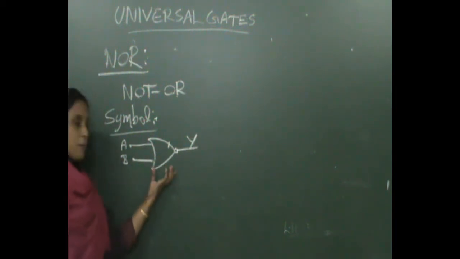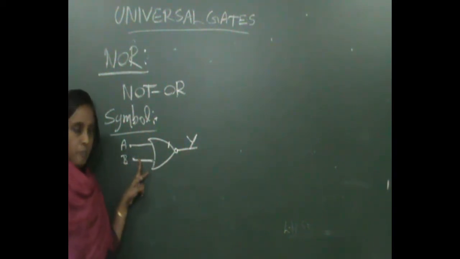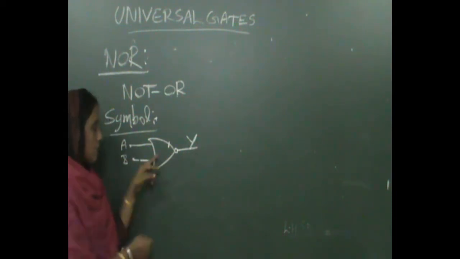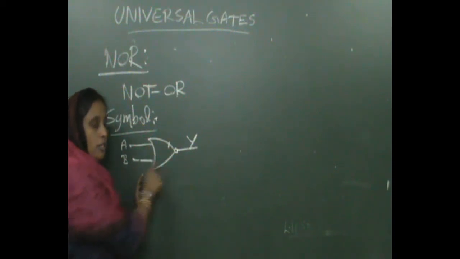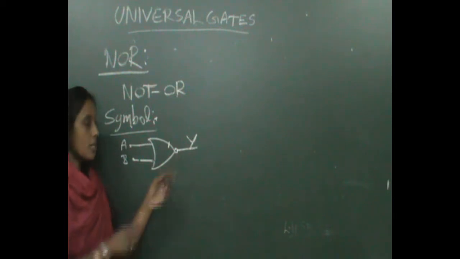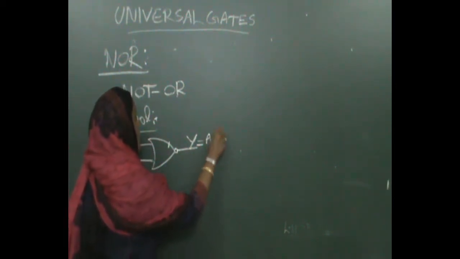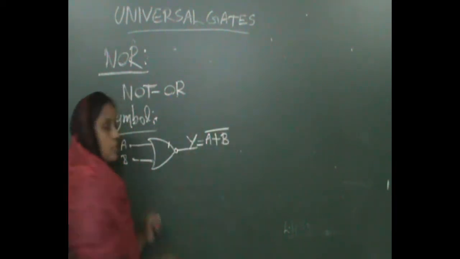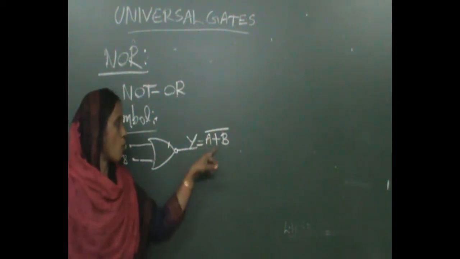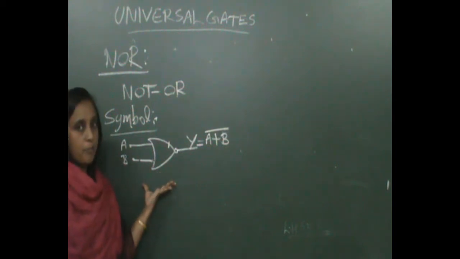In this symbol itself you can see that there are two inputs A and B and one output Y. But here after this ORing there is an inversion. The inversion is shown as a bubble. So this is called Y equal to (A OR B) complement. NOT OR operation, NOR operation.